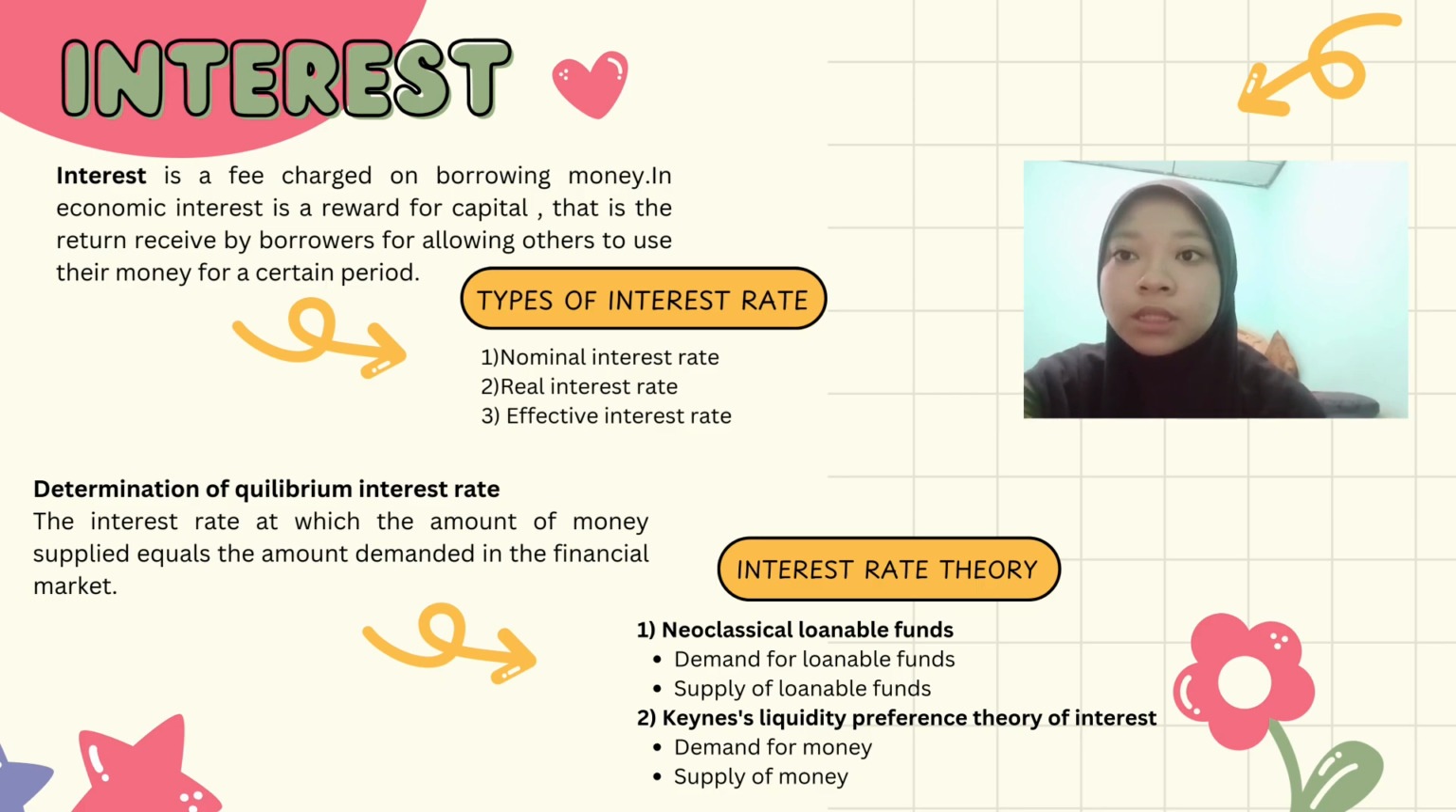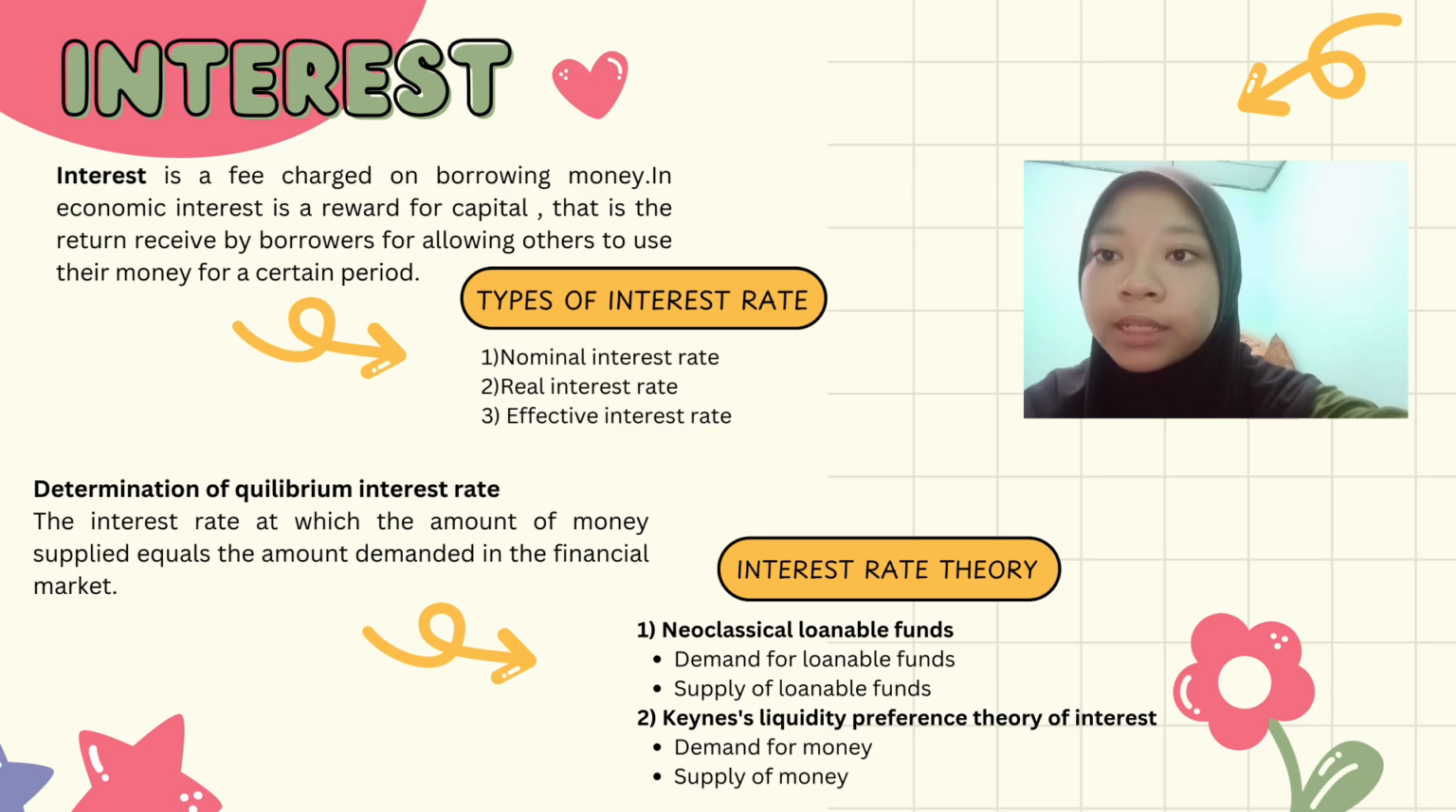Interest is a fee charged on borrowing money. In economics, interest is a reward for capital, that is, the return received by the lender for allowing others to use their money for a certain period. There are three types of interest rate. First, the nominal interest rate is the interest rate that is officially stated without taking inflation into account. Second, the real interest rate is the interest rate after deducting the inflation rate. Lastly, the effective interest rate is the actual interest rate paid or received after taking into account the frequency of interest payments.